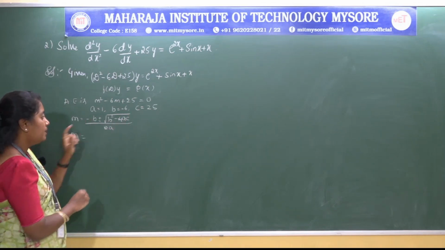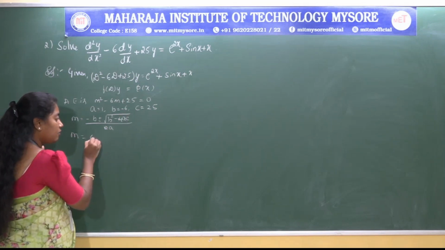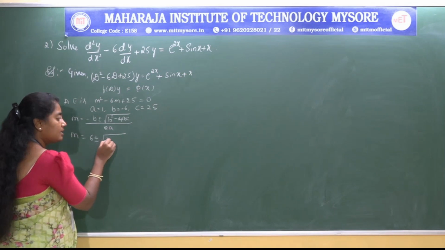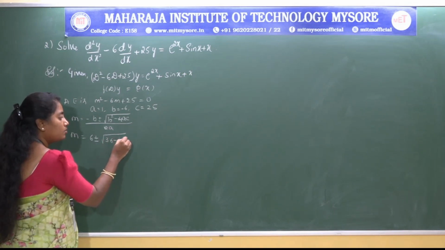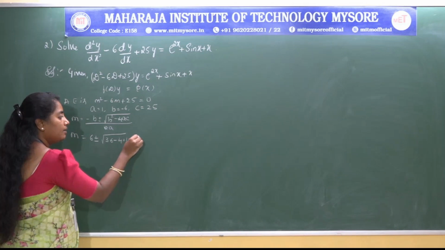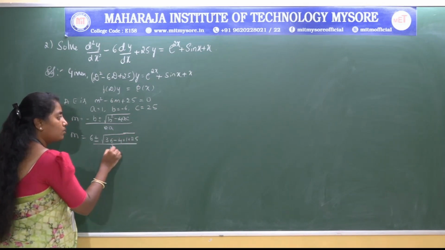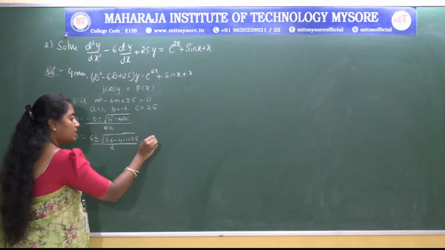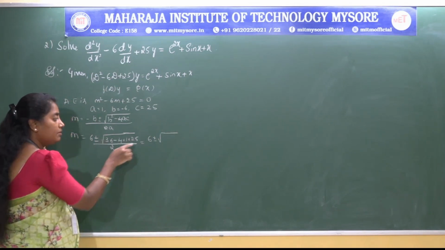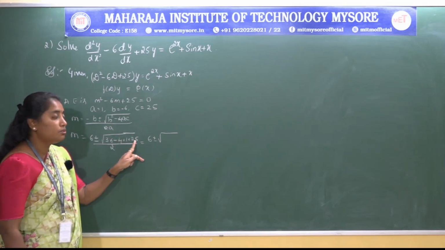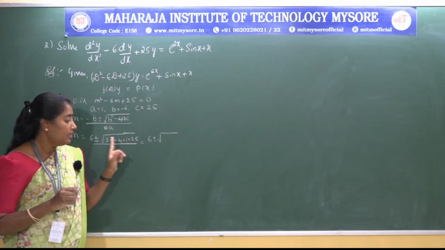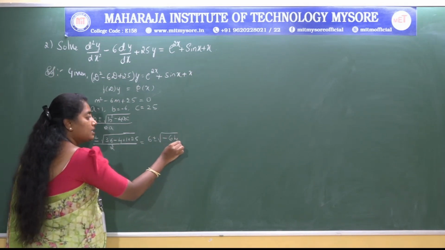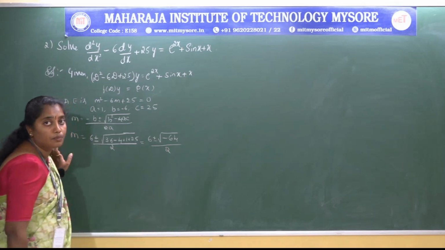Substituting the values, b is minus 6, so minus of minus 6 is plus 6, plus or minus square root of 6 squared, that is 36, minus 4 into 1 into 25, divided by 2 times a, where a is 1, that is 2. Simplifying the square root element, 4 into 25 is equal to 100. 36 minus 100 is equal to minus 64, divided by 2.